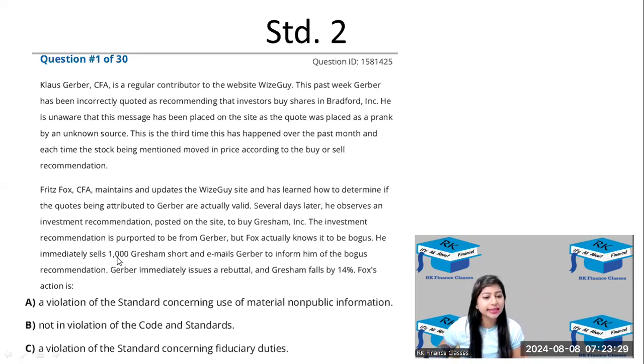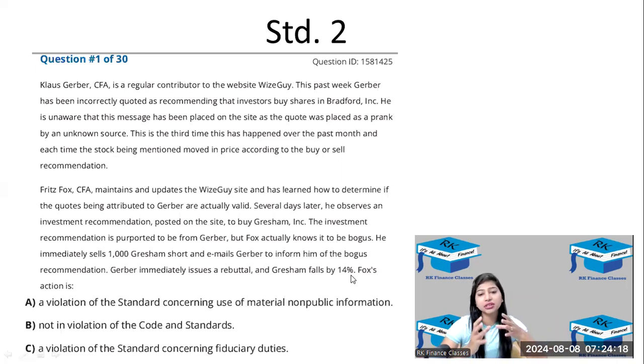Let's see. He immediately sells 1000 Gresham short and emails Gerber to inform him of the bogus recommendation. So ideally, as he was in a position of material non-public information, he should reach out to Gerber and tell him that someone else is posting on your behalf in your name, so that the information would be publicly available by Gerber. But instead of that, first he sells those 1000 Gresham stocks and then he informs. Once he informs Gerber, Gerber immediately issues a rebuttal and Gresham falls by 14%.